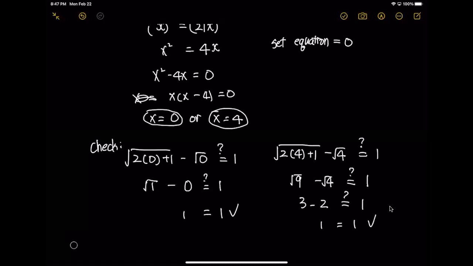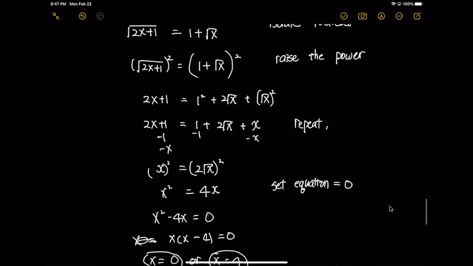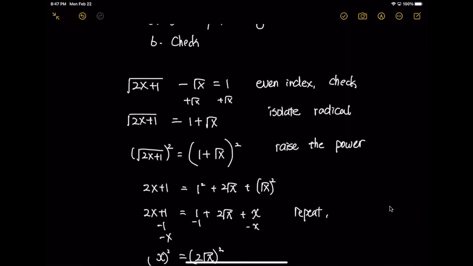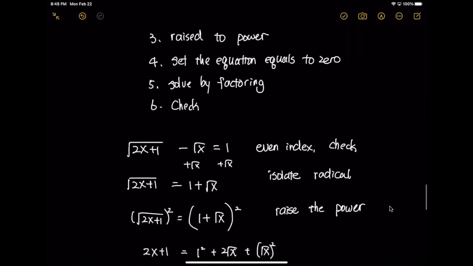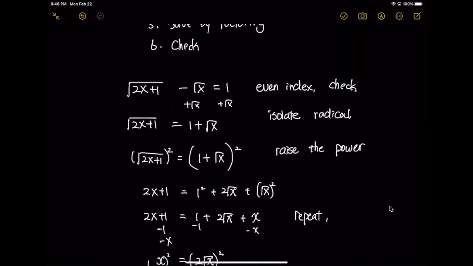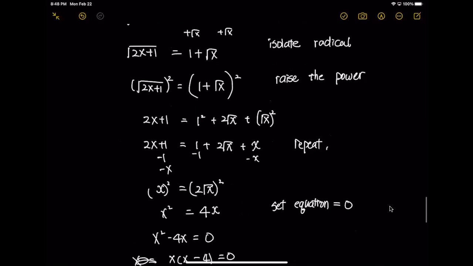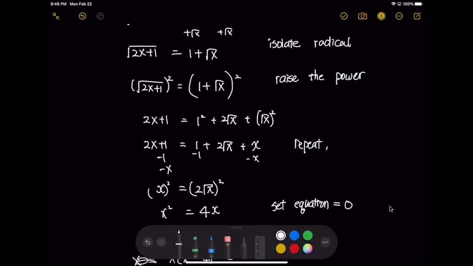So let's recap. When an equation has more than one radical, what you do is isolate the radical, then raise the power. If you find there's still another radical, you repeat: isolate the radical term, and then raise the power. After you simplify, you set the equation equal to 0, and then you factor it.